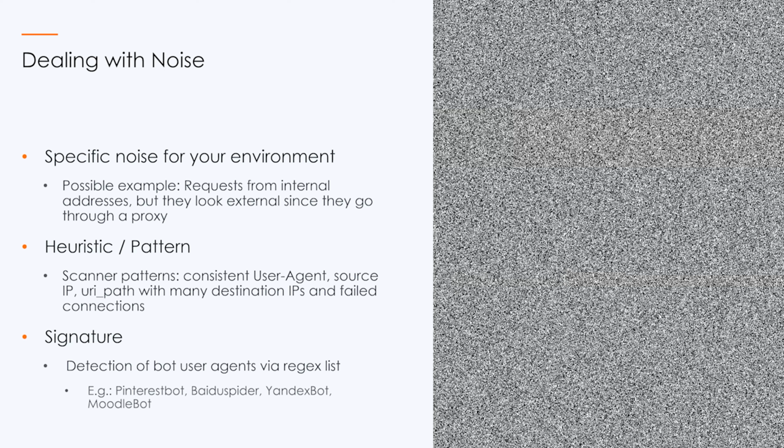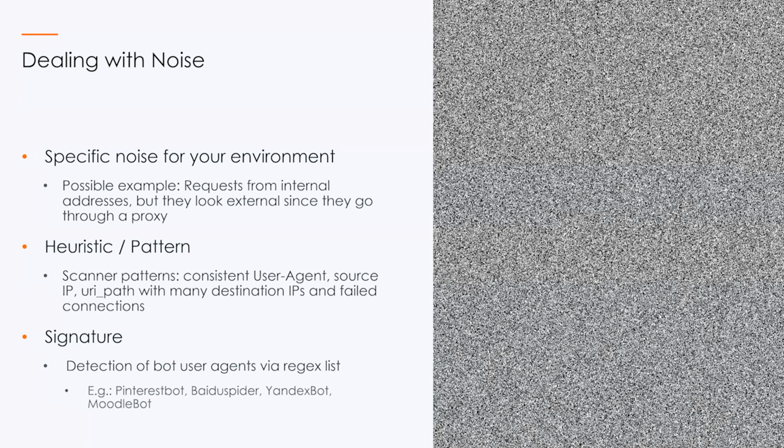Another issue that you might deal with is noise. So there might be extra information. Usually you don't have to go looking for noise. You'll see it in your results. You can use heuristic rules to look for scanner type activity. In one case, I used signatures to detect bot user agents.